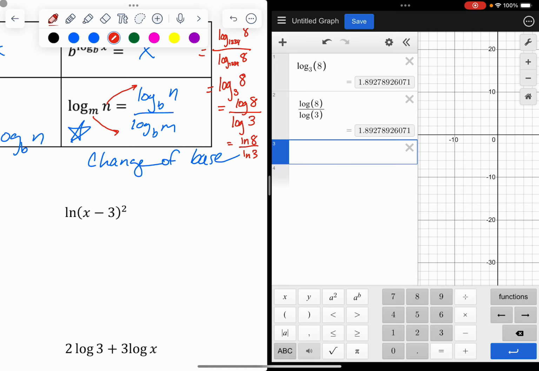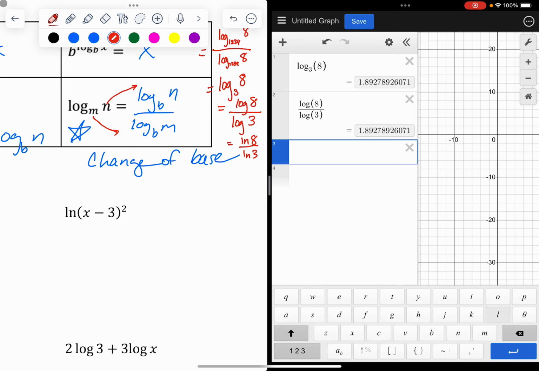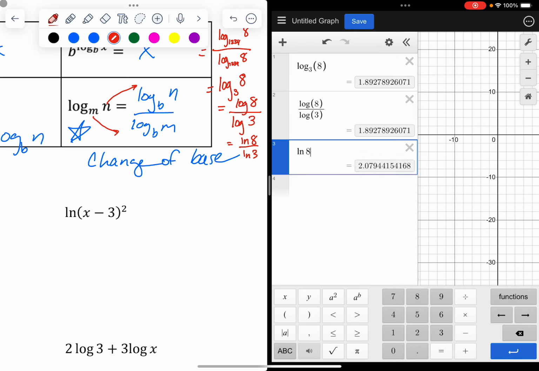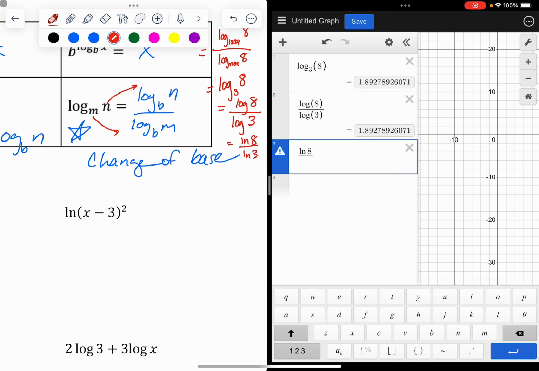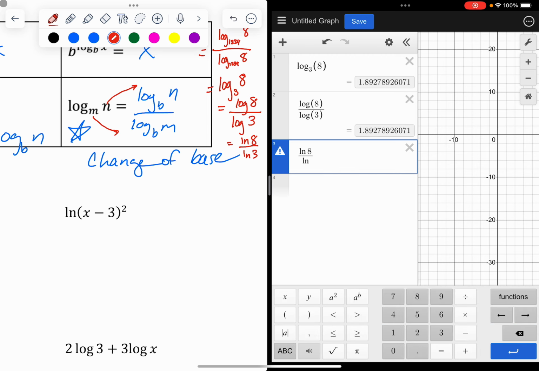I could also do, typing would be faster, natural log of 8 divided by, yeah, okay, natural log of 3. On my keyboard on my computer, it's much faster. So I might need log base 3 of 8. I might need the decimal approximation. And for me, on my keyboard, it's faster to do natural log of 8 over the natural log of 3, and I get the same thing. So I can use that change of base property.